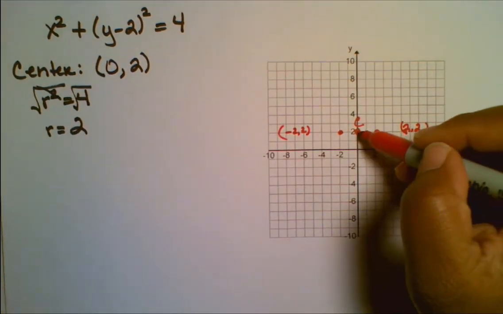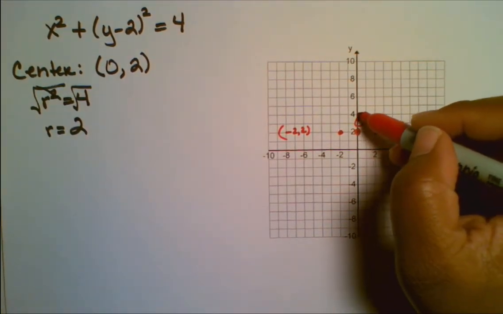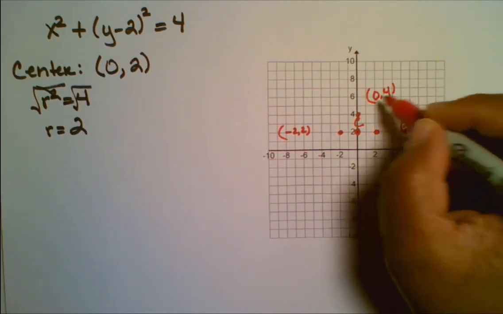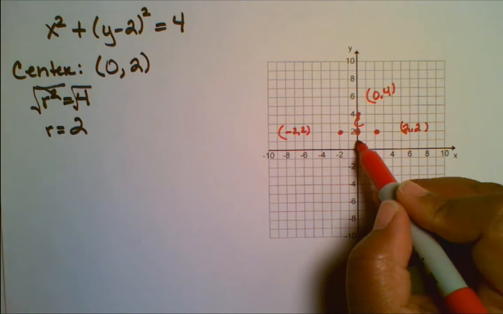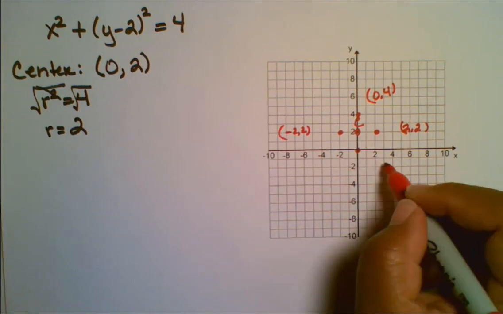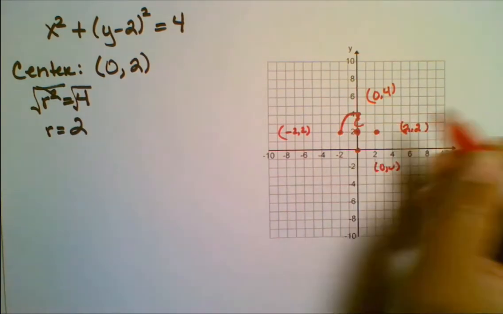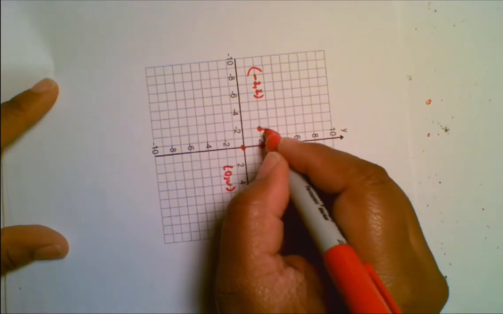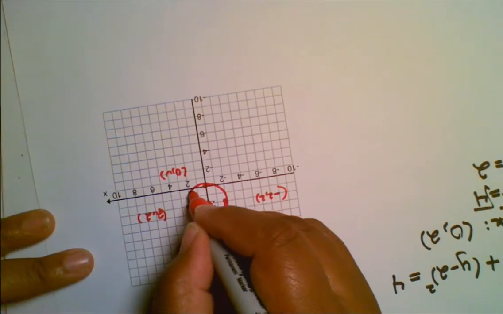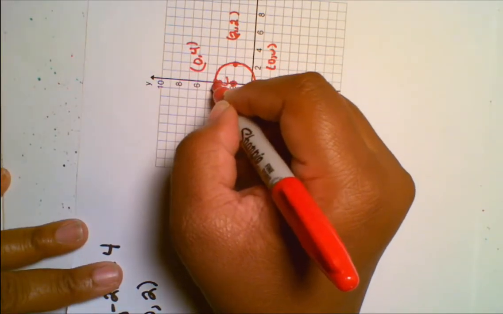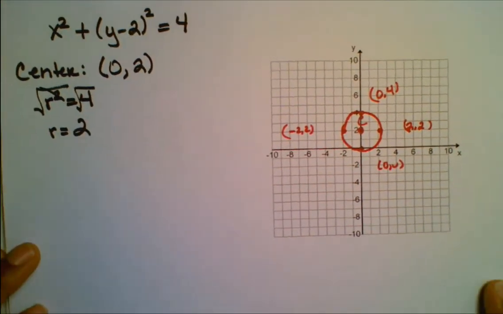Then we're going to go up 2 units, 1, 2. This is at 0, 4. And then go down 2 units, 1, 2. We have 0, 0. Okay, so let me make my circle. All right, so we have our circle here.